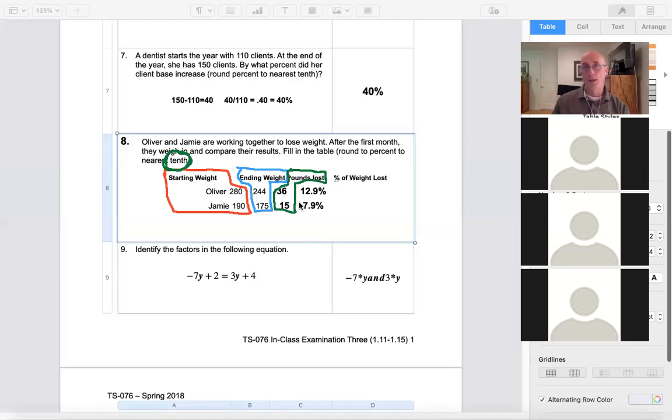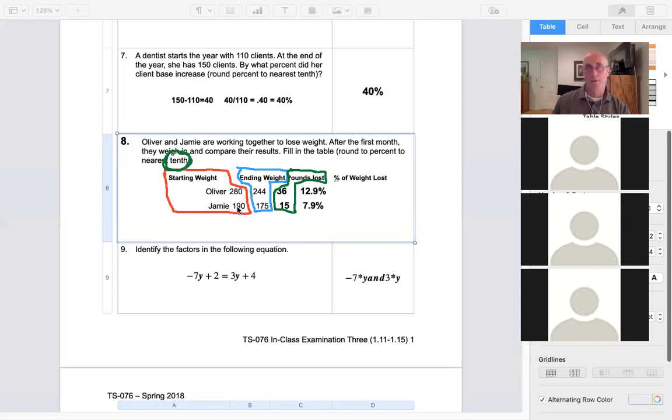So what they're going to give you on the exam, and they often do this in story problems, is Oliver's starting weight was 280 pounds. His ending weight was 244, and that's all they're going to give you. And they're going to want to know what percent he lost of his original weight.